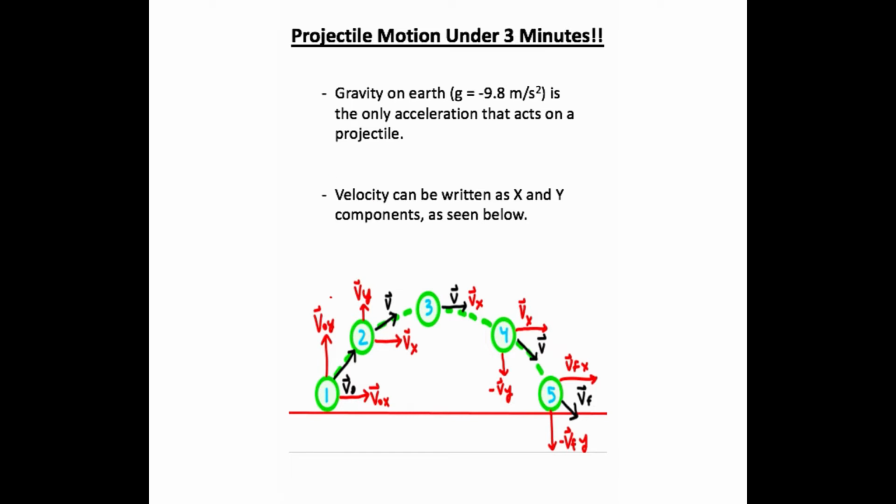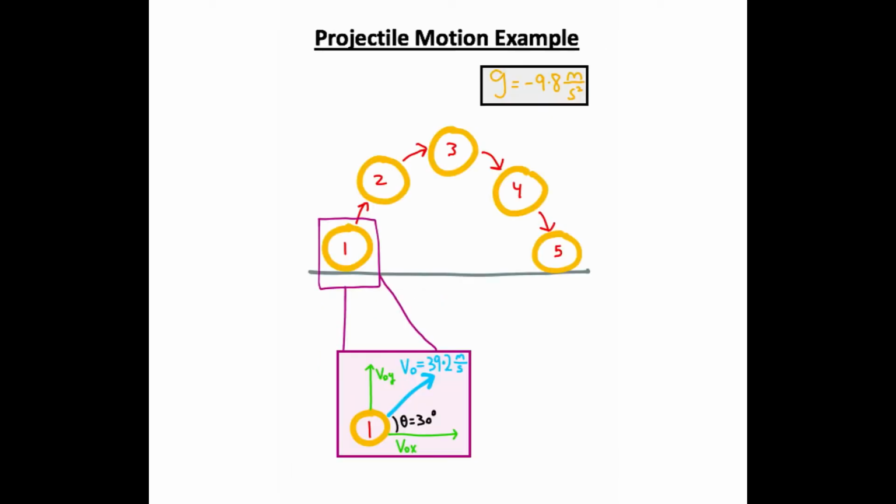Let's go ahead and try an example problem to solidify this information. So in this case, let's say that we have this ball and it makes this general trajectory. Our gravity is negative 9.8 meters per second squared. We're also given an initial velocity of 39.2 meters per second. I don't know if you can see that very well, so I'll rewrite it up here, 39.2 meters per second. And we have an angle of 30 degrees.